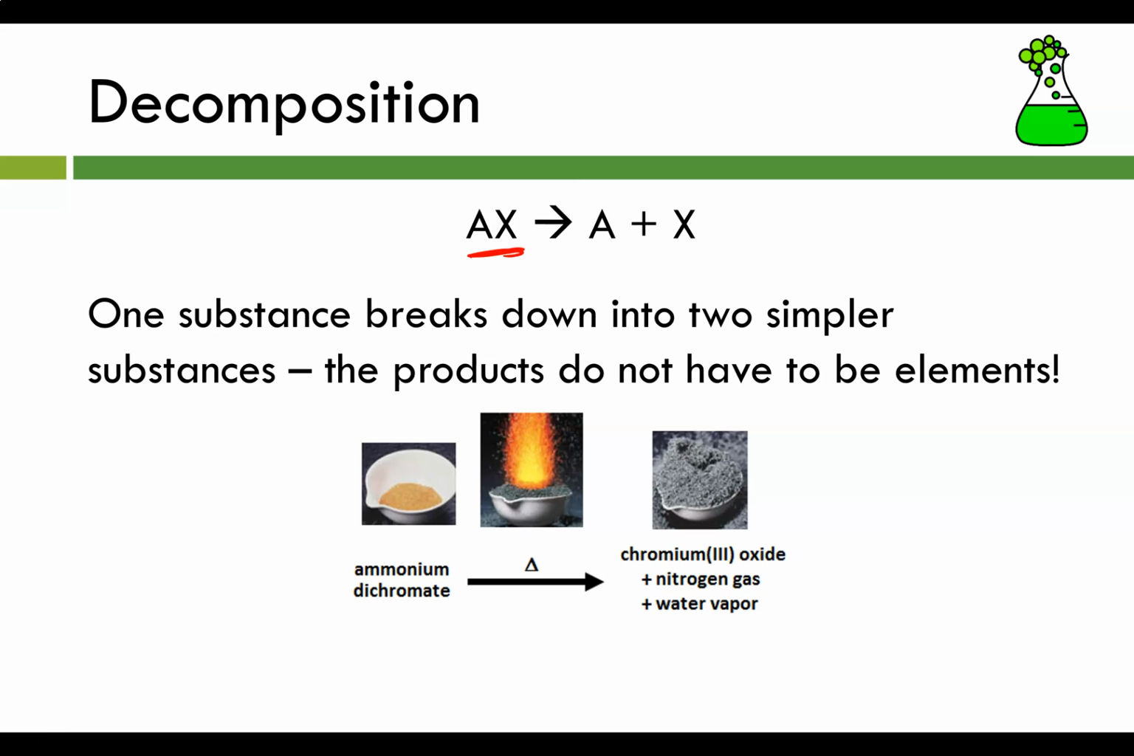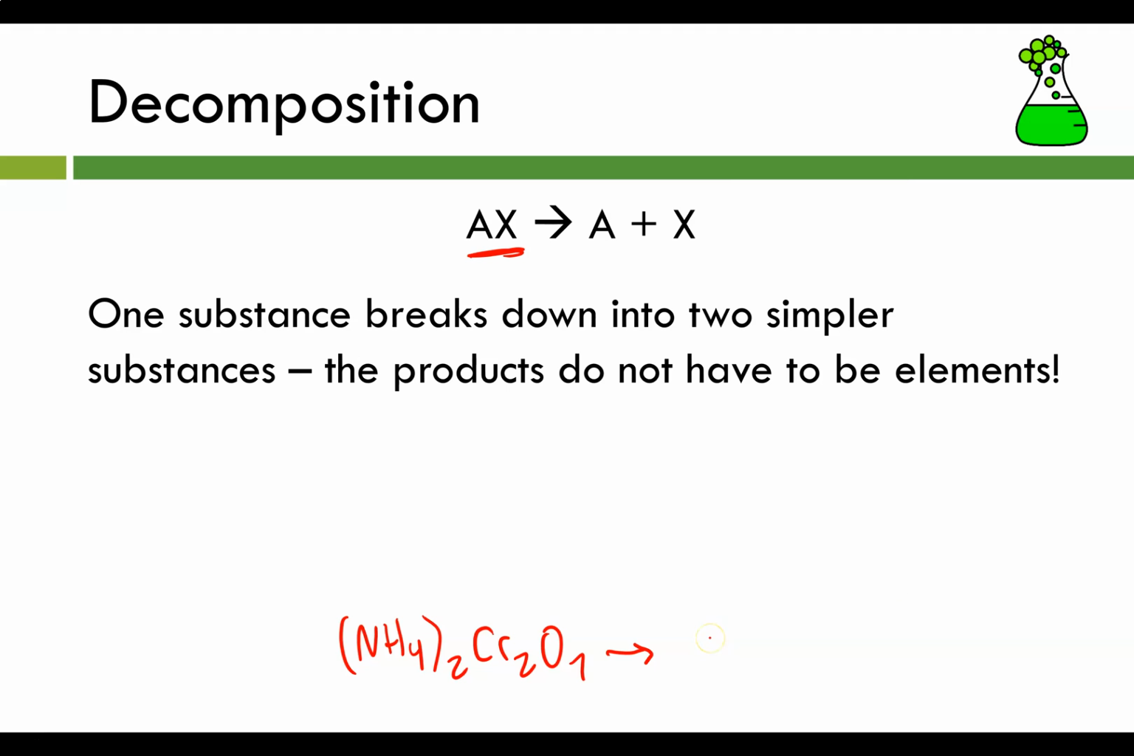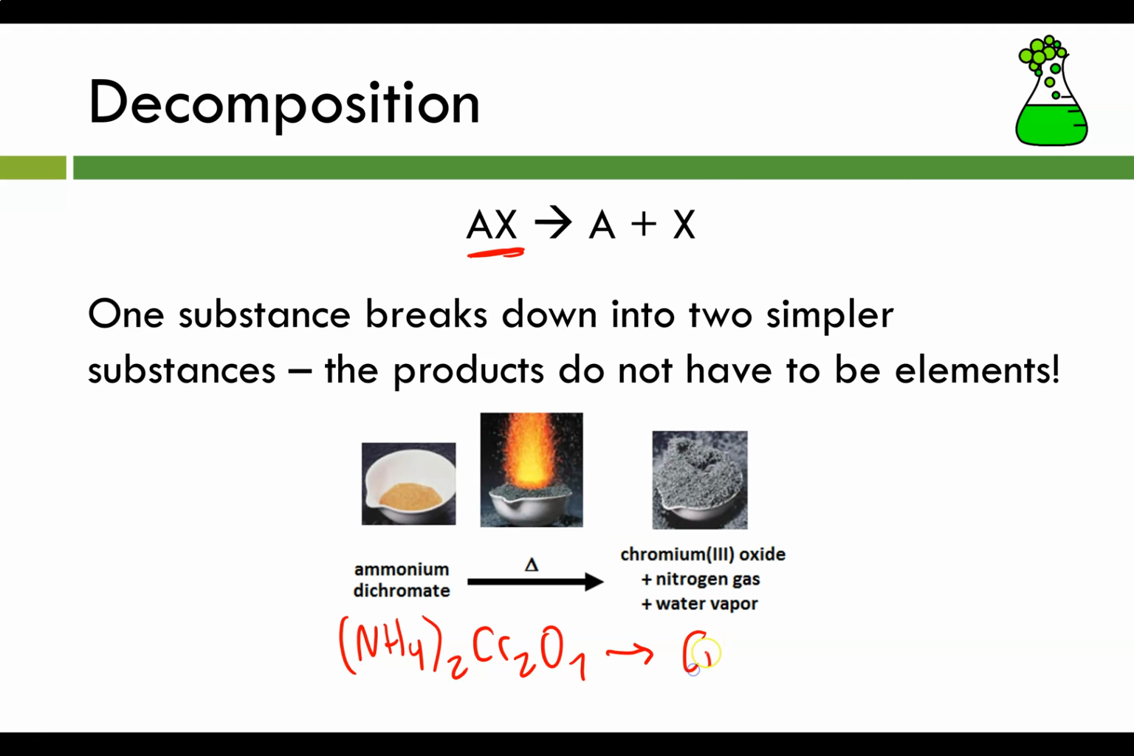We can look at this decomposition reaction. We have ammonium dichromate. So ammonium dichromate would be NH4 in parentheses, 2Cr2O7. You can heat that up and it will decompose into multiple products. I'll have chromium 3 oxide, Cr2O3. Nitrogen gas, diatomic, N2, and water vapor, H2O.